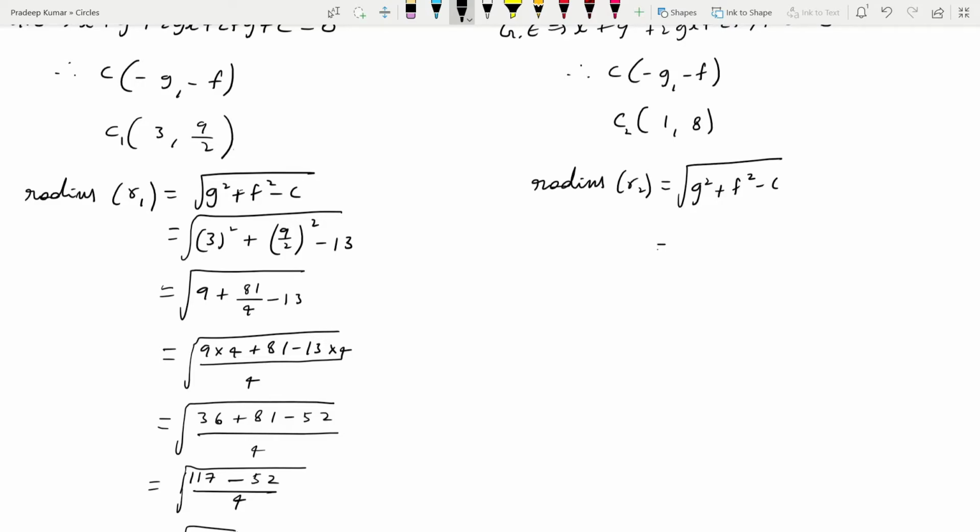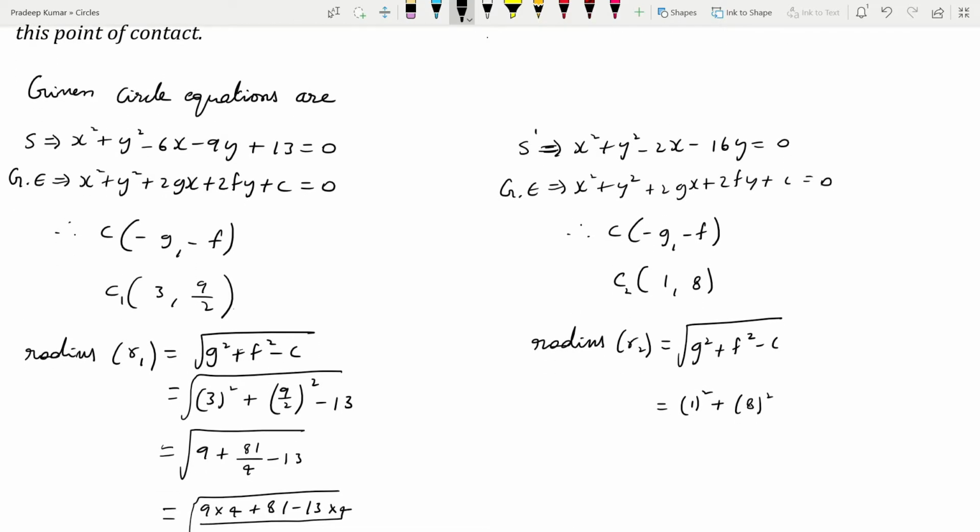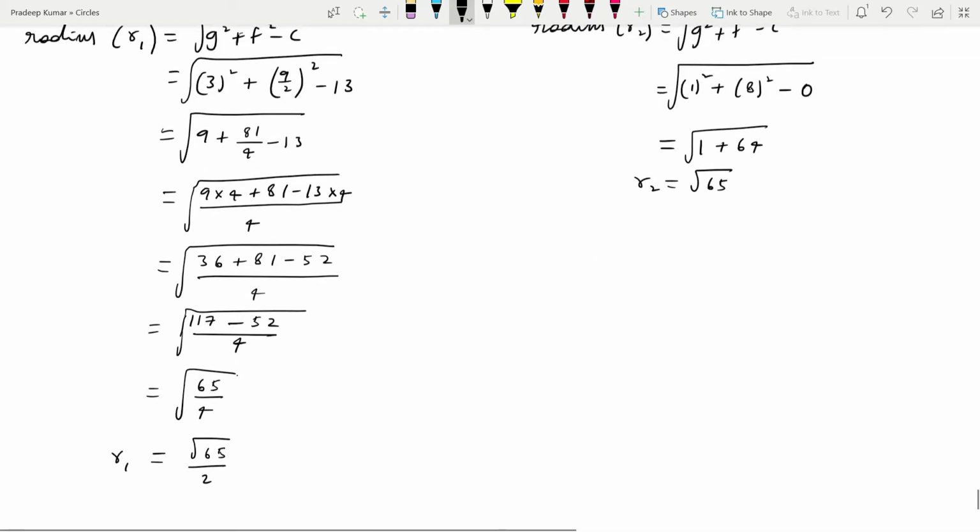So let's substitute the values. The g value was 1, so I can write 1 square, and the f value is 8. So let's see what is the c value in the general equation. So what is the c value? There is no value at all. So the c value is 0, we'll just take. Okay, so I can write here 1 square is 1 and 8 square is 64. So we are getting here root 65. So now we got the radius of both of the circles.